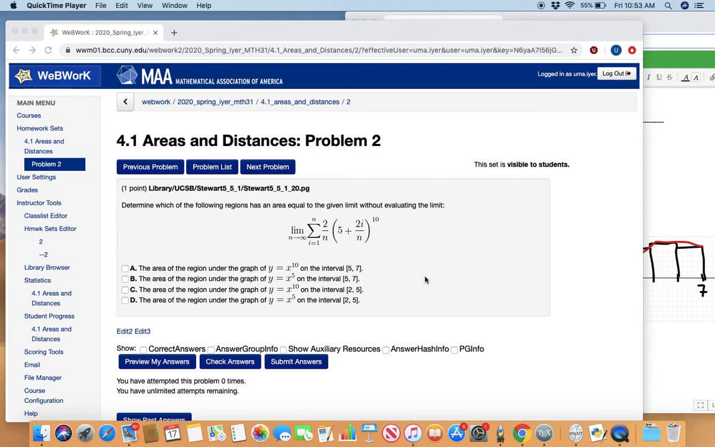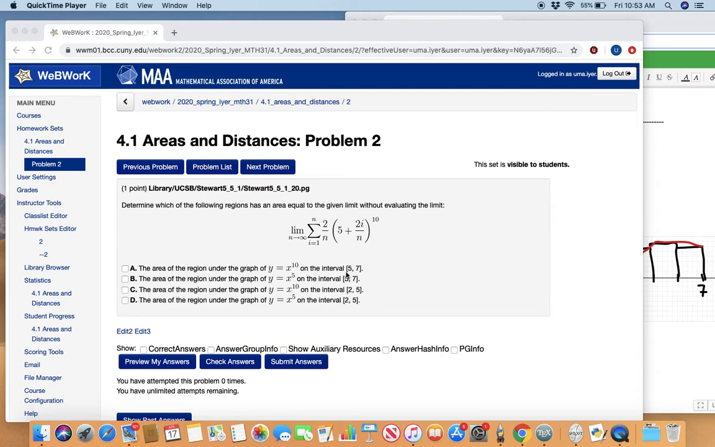This is problem 2, section 4.1. The question is, determine which of the following regions has an area equal to the given limit without evaluating the limit. They don't want us to evaluate this limit, but they want us to tell which area is represented by this limit. In other words, is it area under the graph y equals x to the 10, y equals x to the 5, on the intervals 5 to 7 or 2 to 5, and so on.